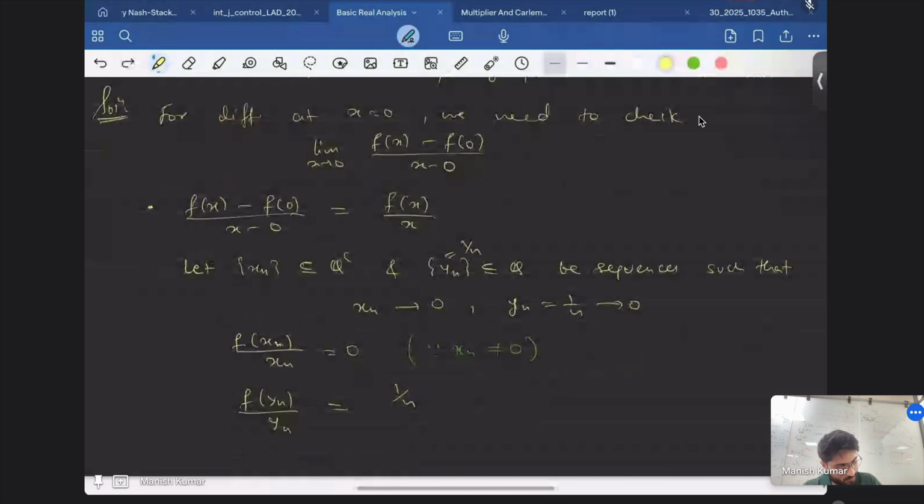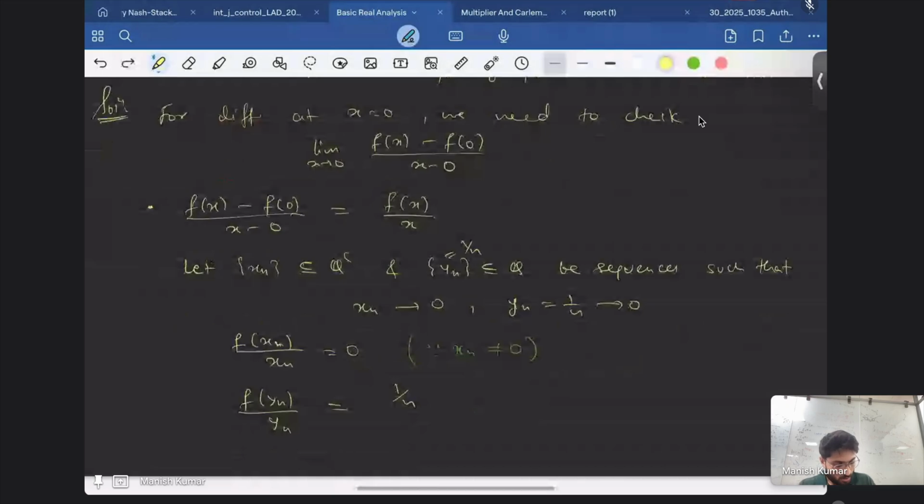Okay, is this fine? Yes, sir. Okay. So let's move to next problem. Okay, so sir, at which values the function is differentiable?